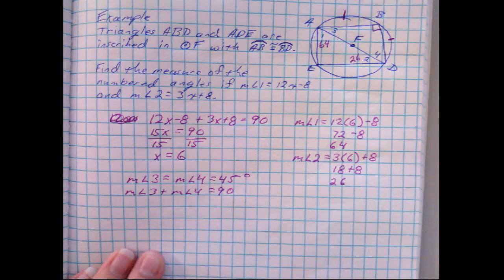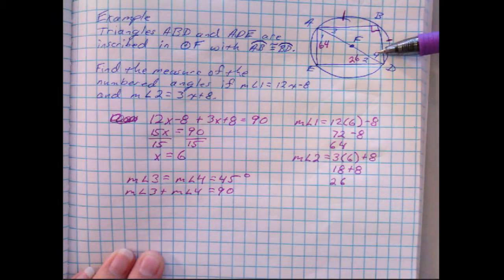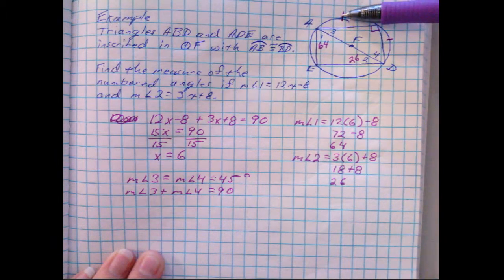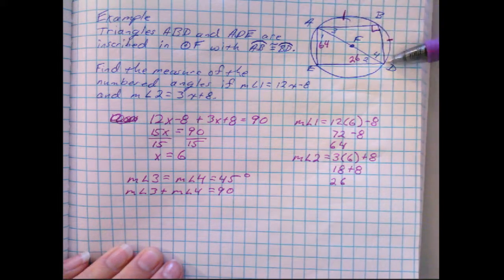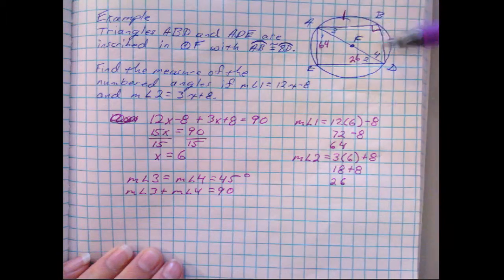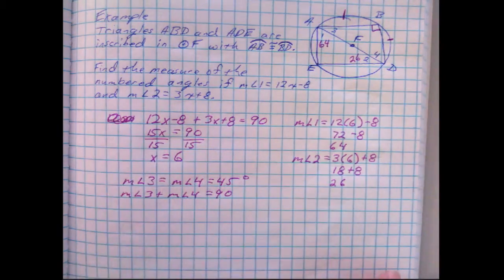So these equal 45 degrees. Again, the reason why 3 and 4 are congruent is because the arcs that they intercept are congruent, so the angles must also be congruent. And we knew this was a right triangle because this intercepts the semicircle, so that's 90 degrees. So we only have 90 left, so they have to be 45. Alright, let's keep going.